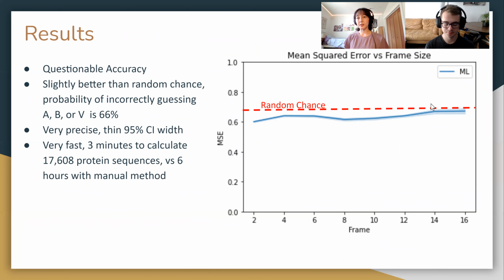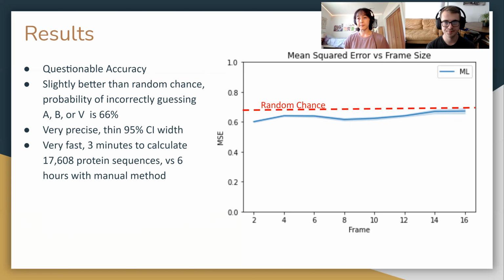So our results with machine learning were kind of questionable because if you were to guess randomly, you have a 66% chance of guessing correctly. And our machine learning platform had an error rate just slightly below that. However, it is very precise with a confidence interval in that light blue color being very thin. And it only took 3 minutes to calculate over 17,000 protein sequences, which would have taken 6 hours with our manual method.